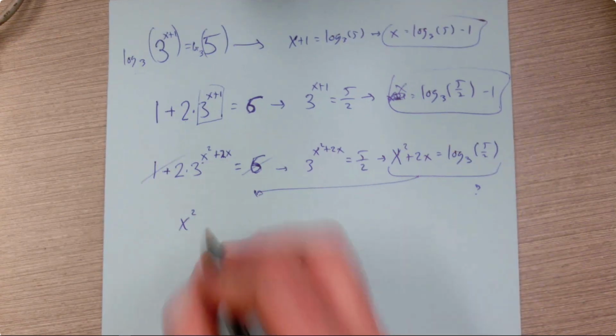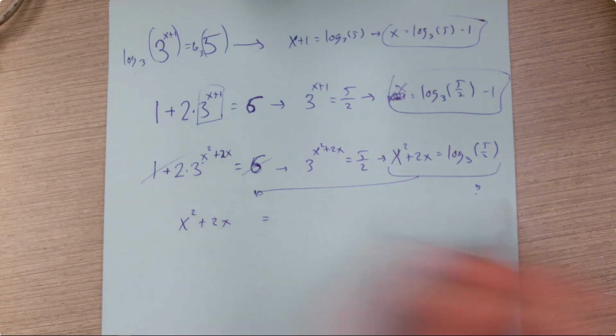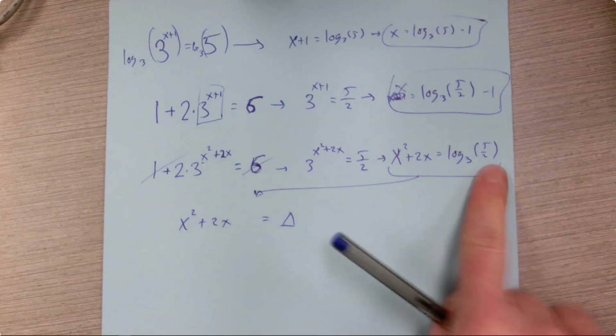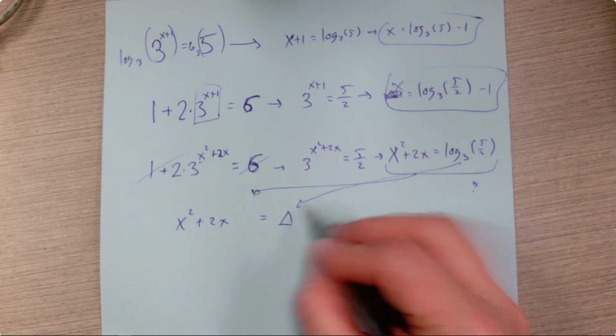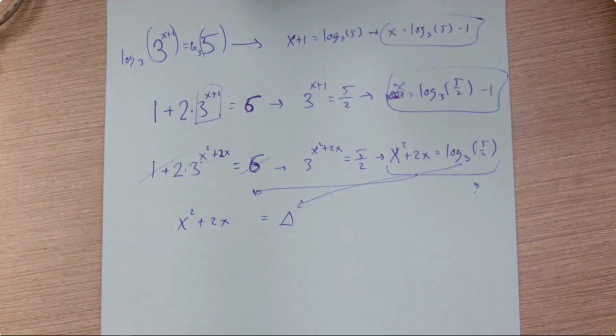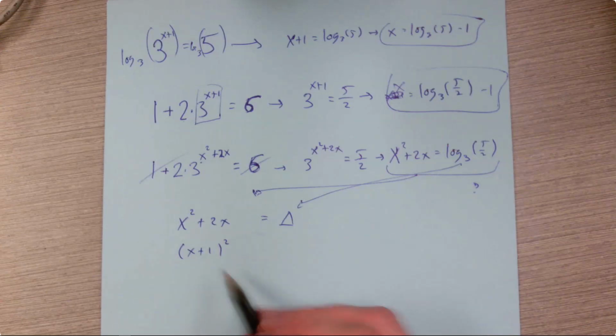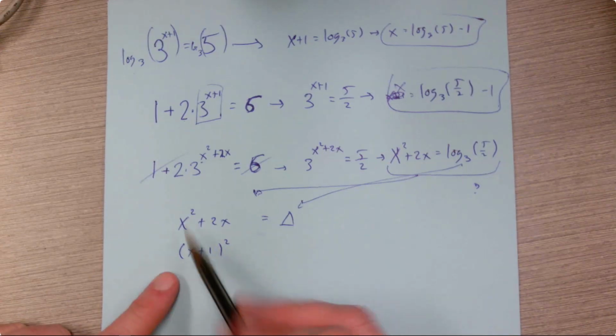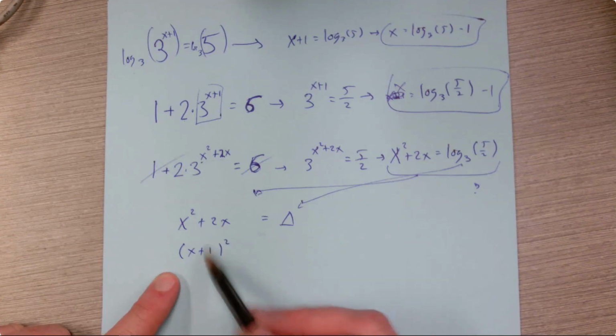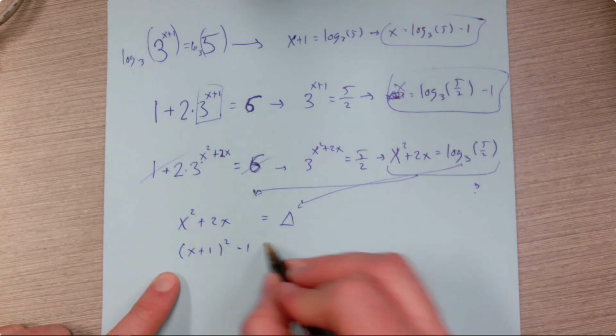Here I've got x squared plus 2x equals, and then I'm going to keep this number as a triangle. Triangle is just defined as log base 3 of 5 halves. So that's just a number. I just want to keep it there. Okay, completing the square. I've got x plus 1 squared. Think about multiplying back out.